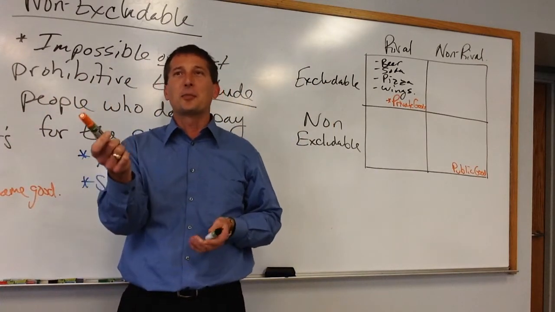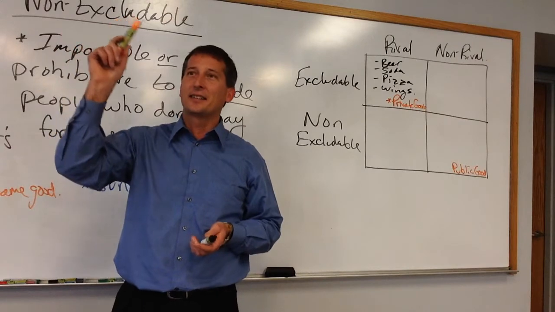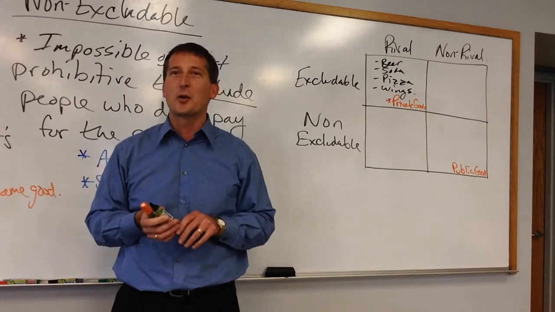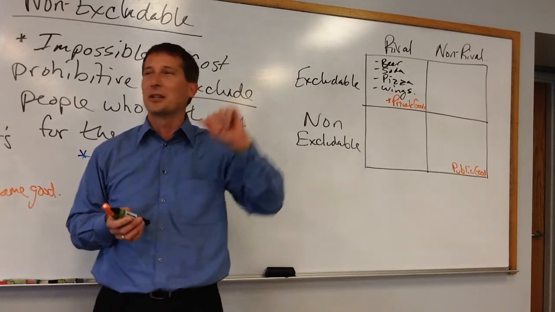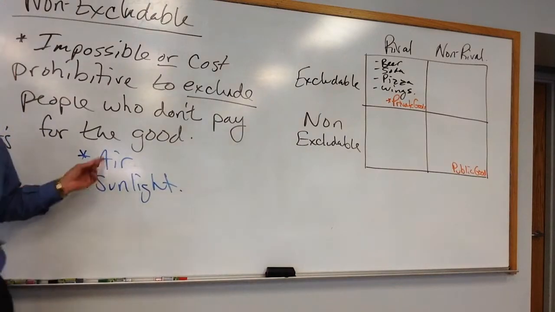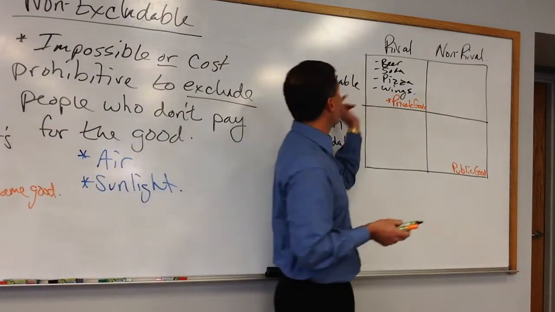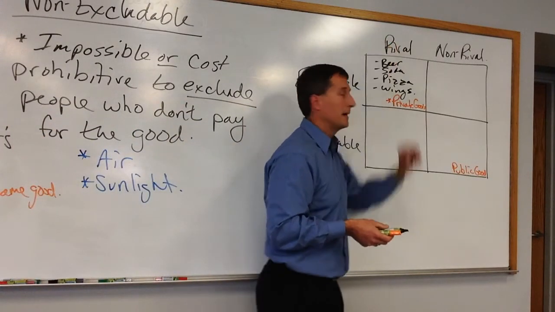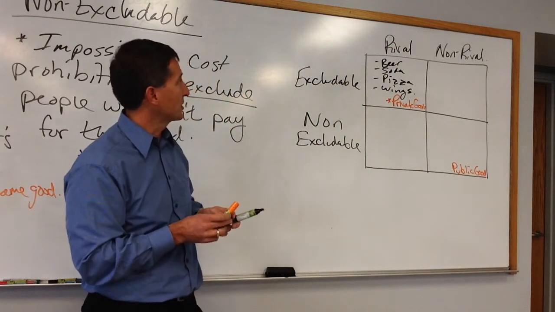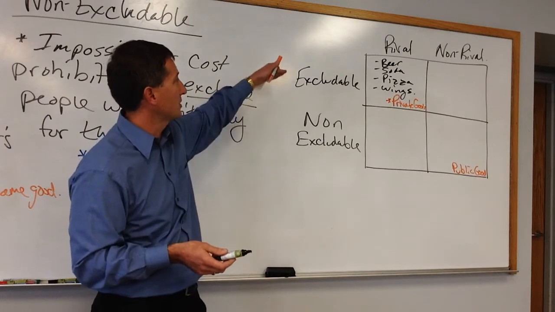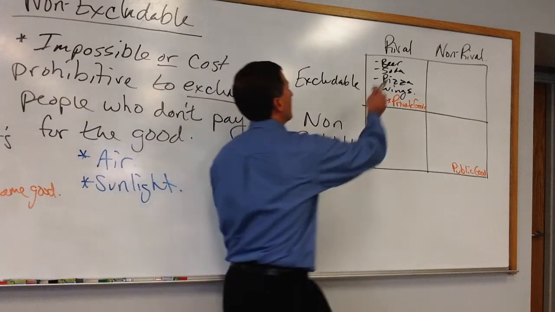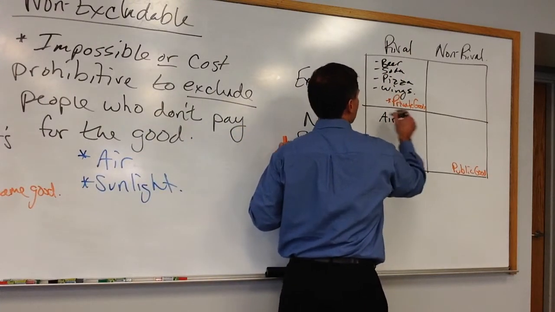And we have a few California people here, right? Anybody near L.A.? No. All right, so L.A. is kind of known for what in terms of air quality? Smog. Air pollution, right? So with some smog, all of a sudden you start to realize that air is kind of rival, right? Now, is it excludable? Can we exclude people from it? No, right? But it's rival. So air falls into this quadrant.